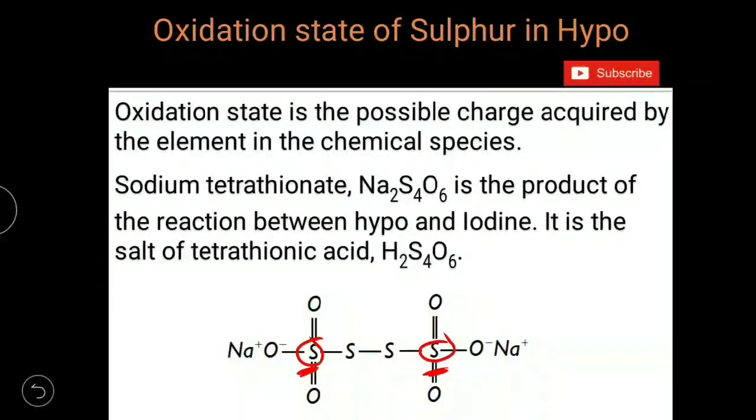And if we see these terminal sulfur atoms, they are bonded to other sulfur atoms. This sulfur atom is bonded to 2 other sulfur atoms, and this sulfur atom is also bonded to 2 other sulfur atoms. And there is no difference in electronegativity between 2 sulfur atoms. So the bond pair of electrons between 2 sulfur atoms is not moving towards either sulfur. So because of these bonds, there will be no possible charge acquired by the sulfur atoms. That's why the oxidation state of the terminal sulfur atoms is equal to 0. For both the terminal sulfur atoms, the oxidation state is equal to 0.